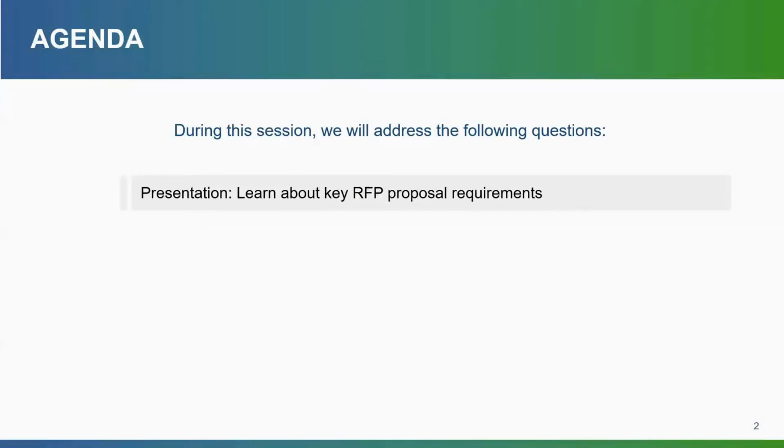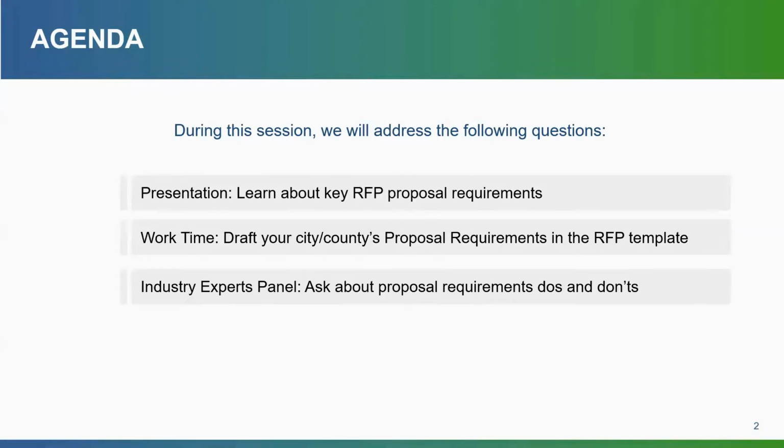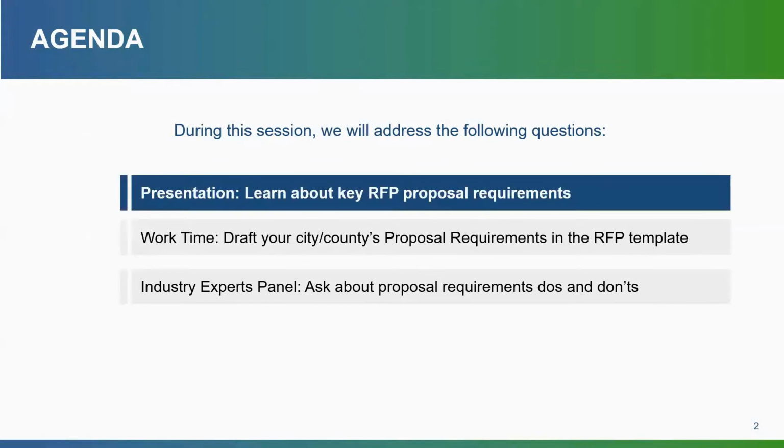So the first, we're going to have a presentation helping you learn about key RFP proposal requirements. So about 10 or 15 minutes about that. We're going to dive into Henrico County's price proposal bid sheet and discuss how that's one aspect of the proposal requirements. Have some dedicated time for each city and county to work on the proposal requirements section in the RFP template, and then have that last panel with the industry experts asking about the proposal requirements, do's and don'ts. So we can go ahead and dive into the presentation right now.